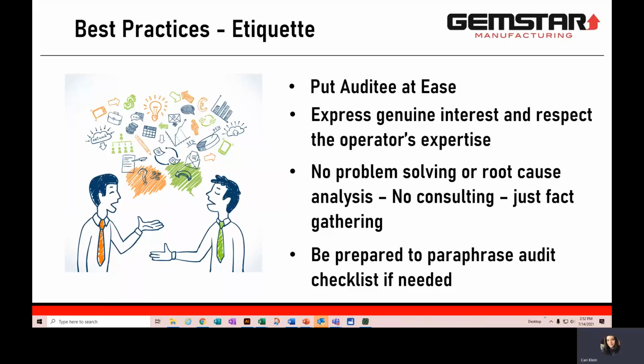Be prepared, I kind of touched on this, to paraphrase the audit checklist if needed. Now, we've tried to word the questions on there to read easily, but some folks may have difficulty understanding due to nerves or whatever. So be prepared to rephrase stuff in a way that is a little bit easier to digest if it seems like there's a bit of a barrier.